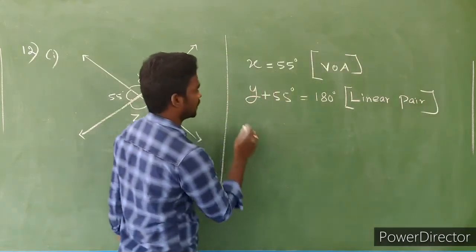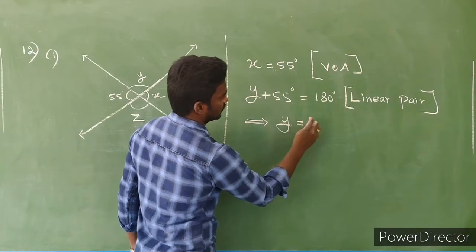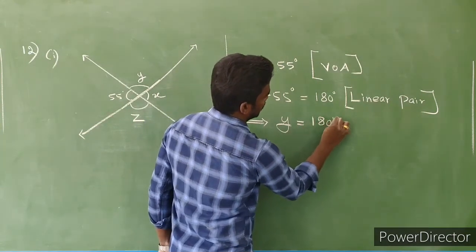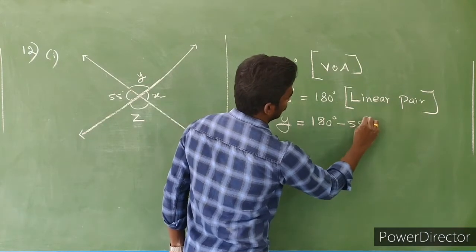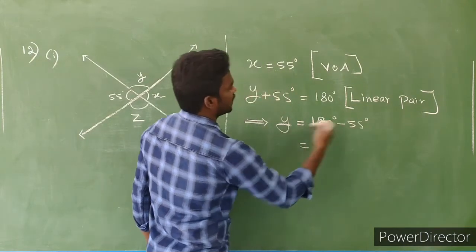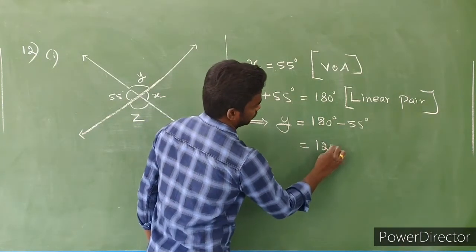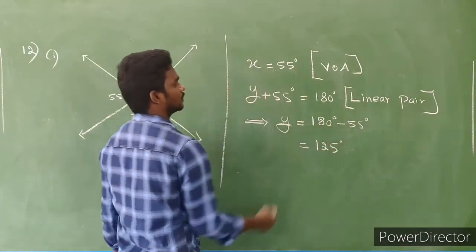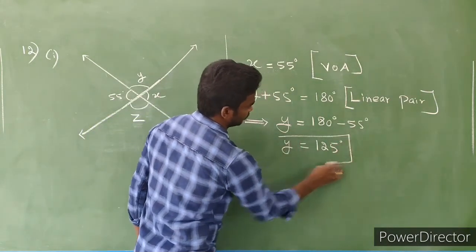So, this is linear pair, which implies how to write? We keep the value y on the left side and the right side value is 180, and this 55 is transposed to minus 55. So, what is the value? 180 minus 55 is 125 degree. So, angle y is equal to 125 degree.